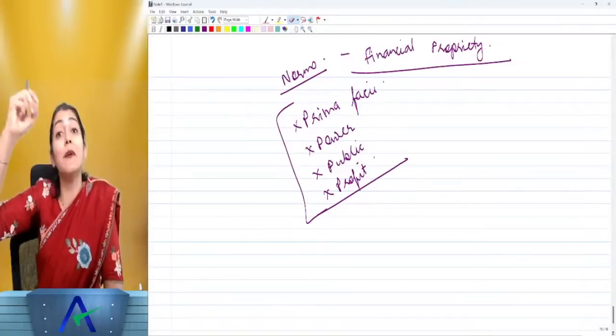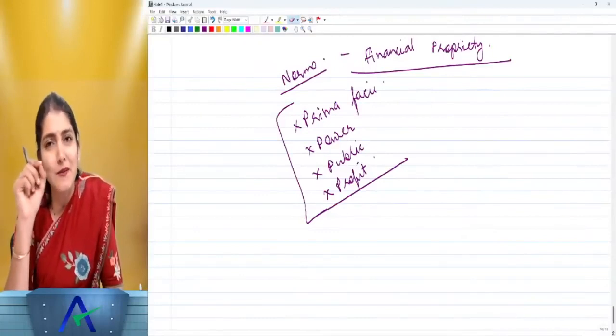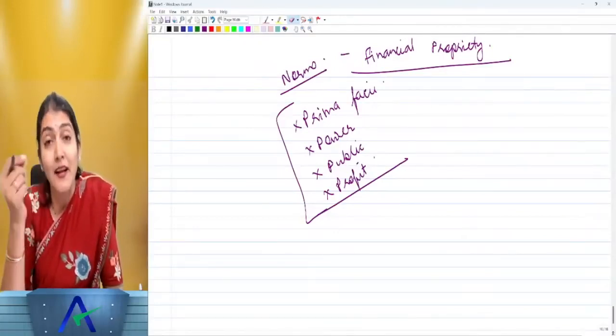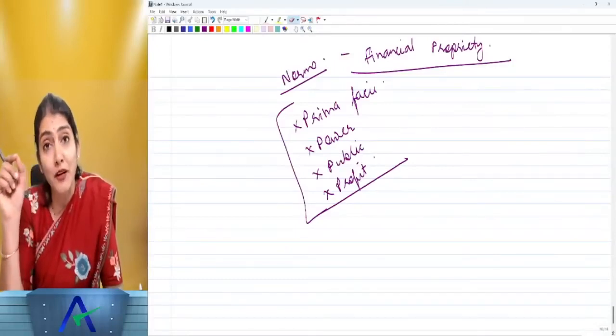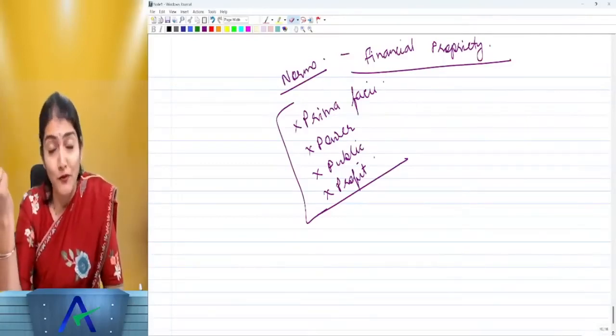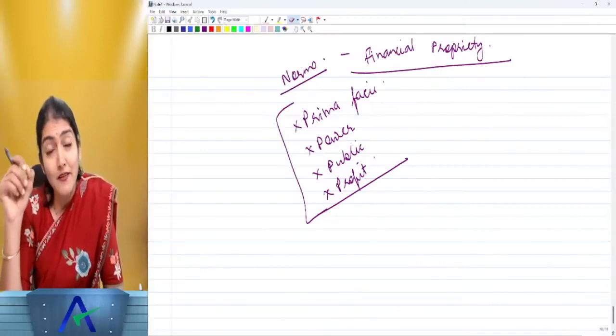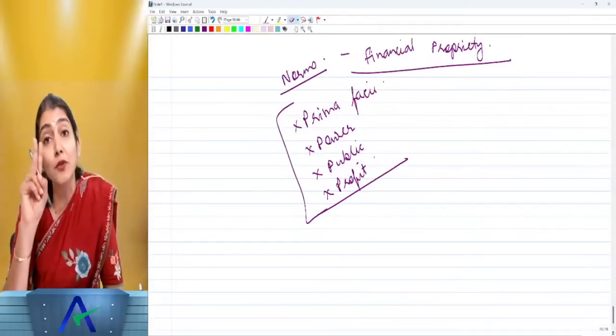However, in case there are findings that the systems and procedures at the practice unit are not adequate, then what does it say? The reviewer will issue the preliminary report to the practice unit with a copy of the report to the peer review board. So preliminary report. Then what does it say? The practice unit has to give the response to the preliminary report within 2 days.